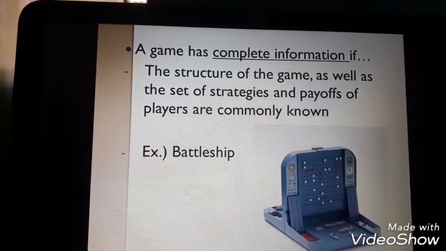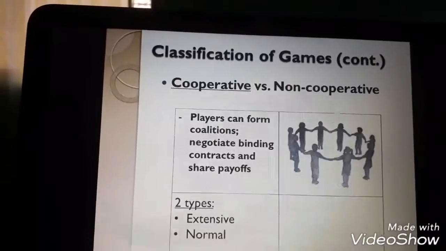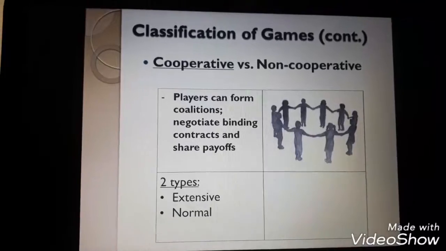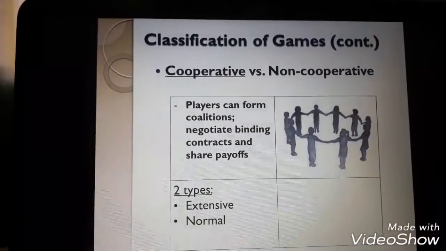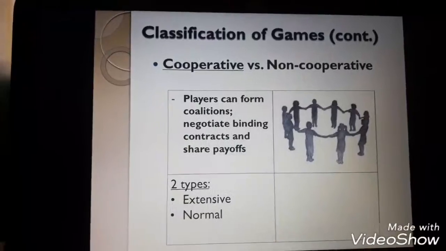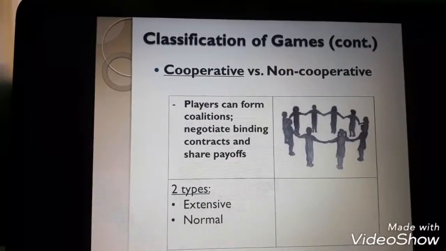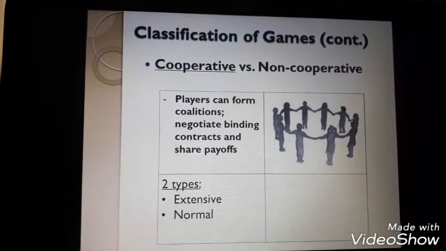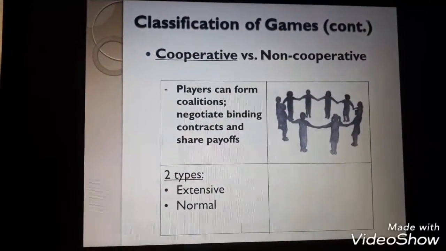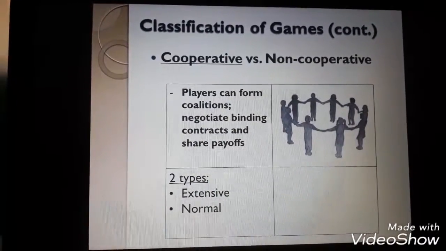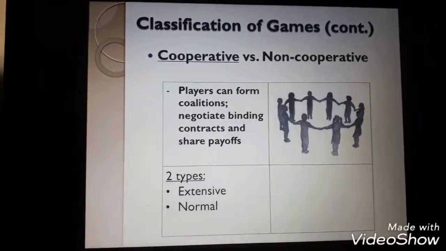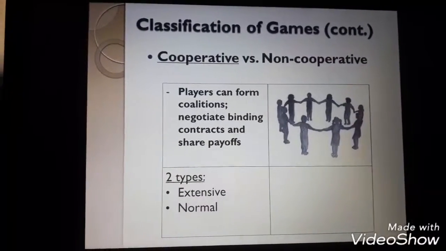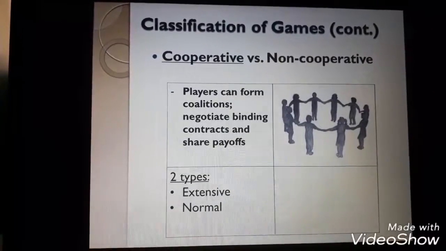Okay, now let's proceed to comparing cooperative versus non-cooperative games. So, starting with cooperative games, players here are allowed to form alliances or coalitions, meaning that they can negotiate binding contracts and share in payoffs. Cooperative games can also be further classified into two forms, namely extensive and normal. And for better understanding of these forms, let's have these represented through the popular prisoner's dilemma model.